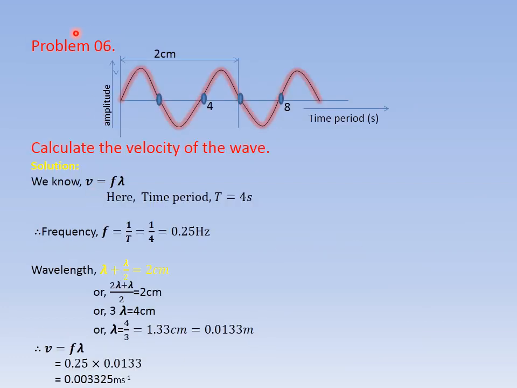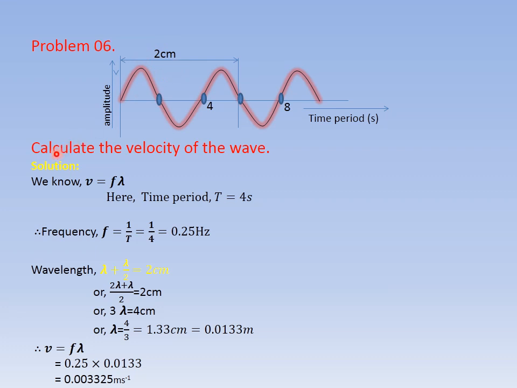Students, this is problem number 6, and this is a very important problem in your test paper or in your book. There are many problems like this, and this is a transverse wave, as shown in our slide. This is a transverse wave, and this is the time period and amplitude. Horizontally there is time period, and vertically we show the amplitude. There is a distance of 2 centimeter.